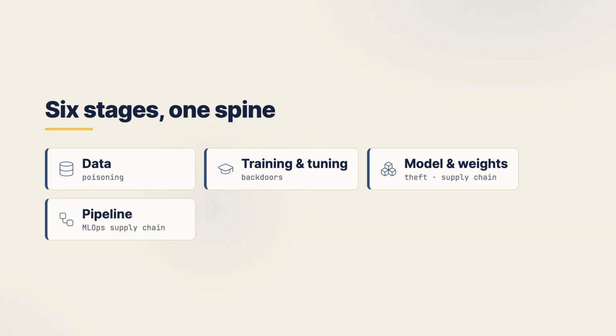Stage 4 is the pipeline, the ML ops layer of registries, build jobs, dependencies, and datasets in transit. That's the classic software supply chain, now feeding a model, and it's episode 9. Stage 5 is the inference endpoint, the live model answering queries. This is where adversarial machine learning lives. Evasion, model extraction by querying, membership inference, and prompt injection for LLMs. Episodes 5, 6, and 7.